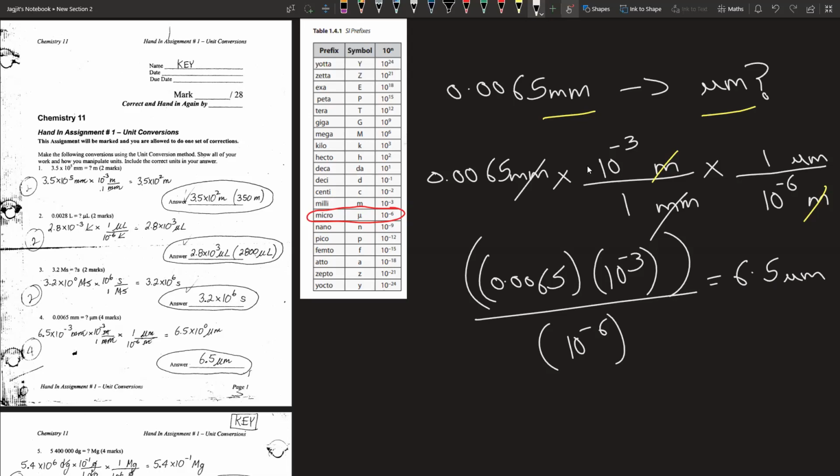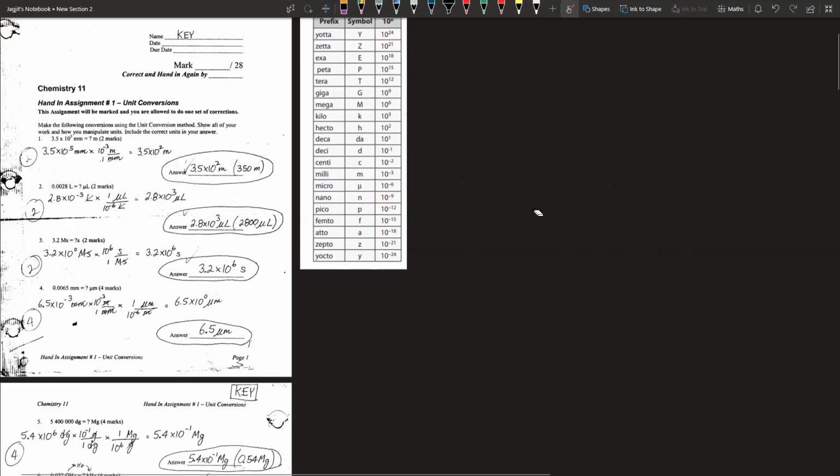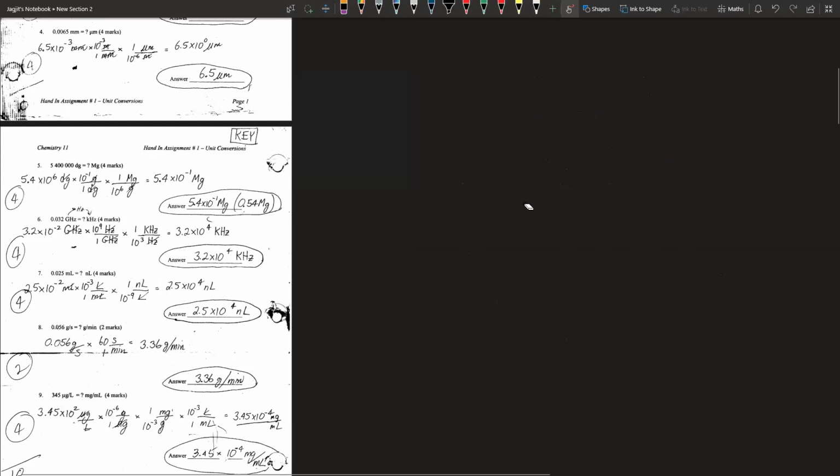So this is a two-step question, folks, because we're going from one non-regular unit to another non-regular unit. So you have to go from millimeters to regular meters and then convert meters to micrometers. Be aware of that, folks. Are we good so far? Okay, excellent. All right, guys. So the next few questions that you see on the sheet, I want you guys to do those yourself. Let's go.